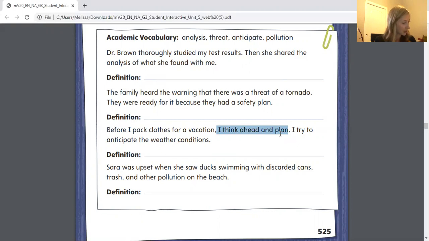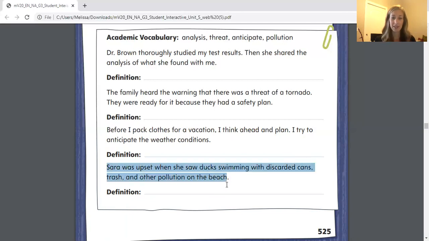So the definition for anticipate would be to expect something to happen before it occurs. You could always just write to expect something to happen. That would be a shorter definition. Or you can write the entire definition, to expect something to happen before it occurs. All right, let's move on. Our last sentence on this page.